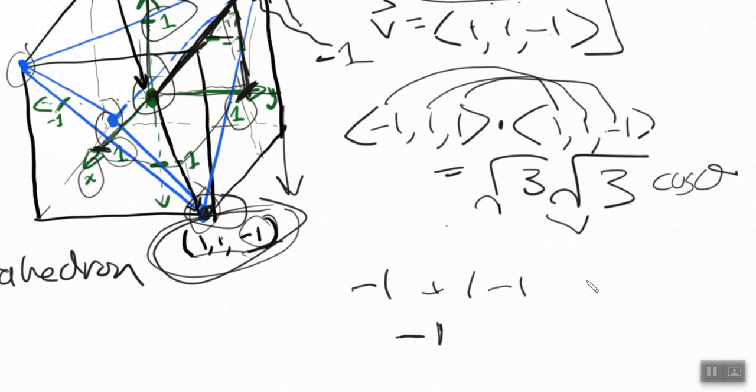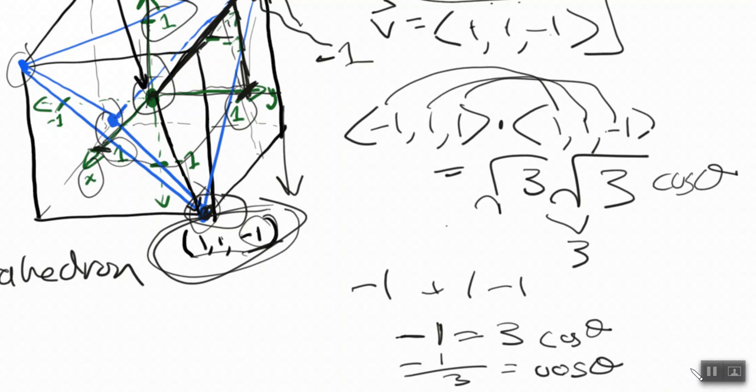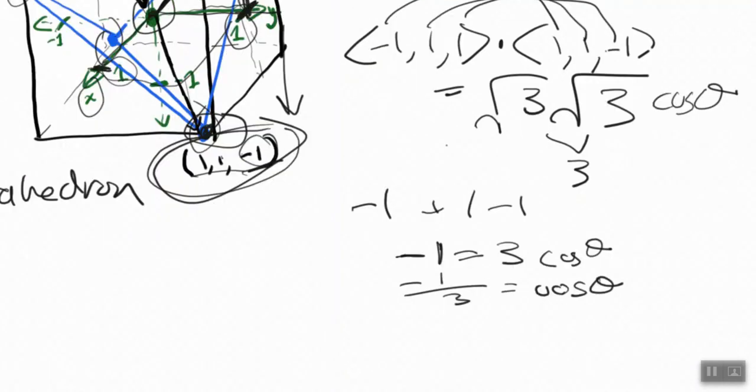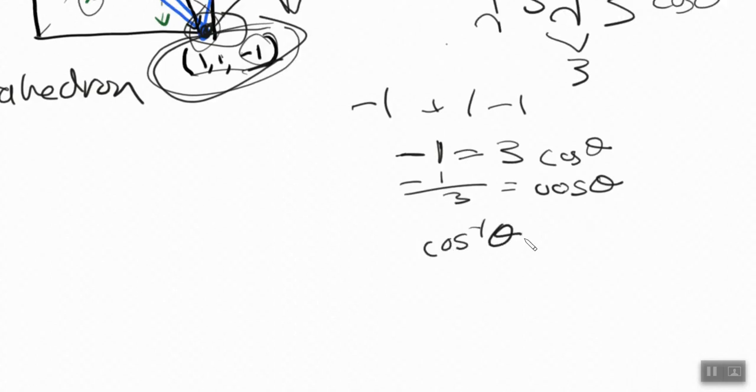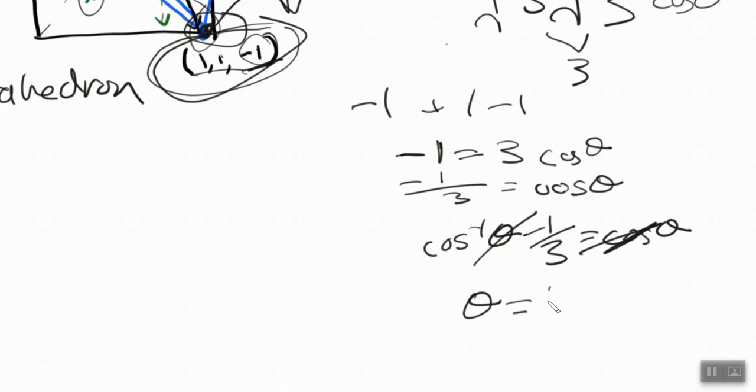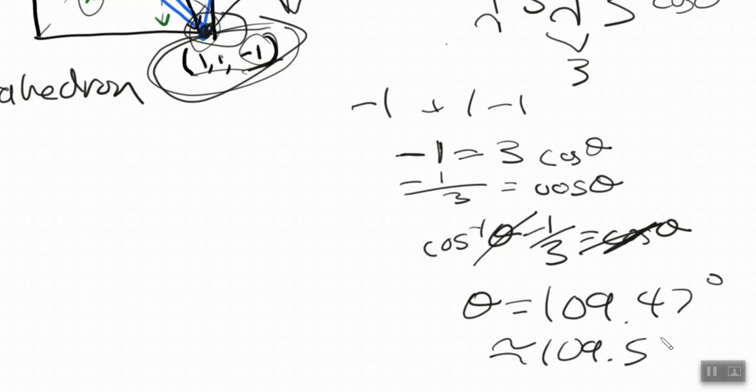And what is root 3 times root 3? That's 3. So negative 1 equals 3 cosine theta. Negative 1 over 3 equals cosine theta. And in the end, we have to take the inverse cosine of this. So inverse cosine of negative 1 over 3 gives theta. And we're going to use our calculator since we can't solve this by hand. Inverse cosine of negative 1 over 3 is going to be 109.47 degrees, or 109.5 degrees.